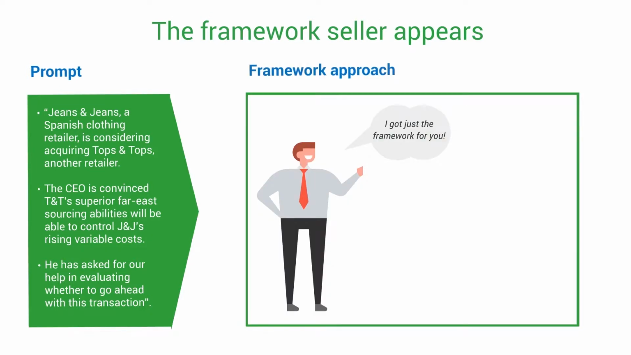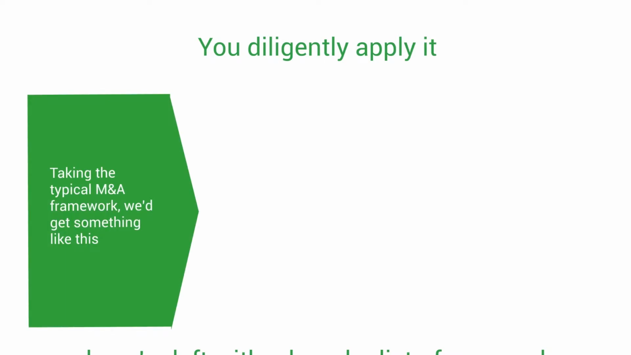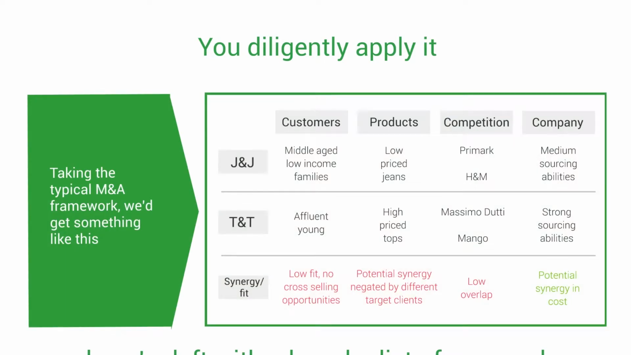The moment the case prompt is read, the framework seller in your head starts flipping through the multiple frameworks that he has practiced earlier. Market entry, new product profitability, M&A, bingo. Then you go straight ahead and apply the framework diligently. Taking the typical M&A framework, we'd get something like this. A table that compares J&J and T&T on the dimension of customers, products, competition, and company.